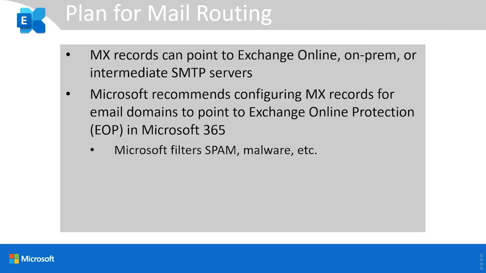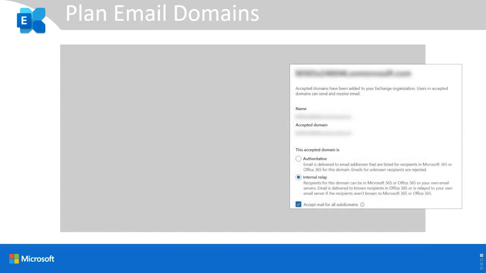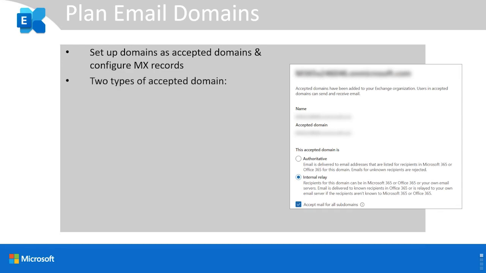This is because it allows you to take advantage of Microsoft's services that filter spam, malware, and other undesirable mail traffic. For a DNS domain to work with your Exchange tenant, it must be set up as an accepted domain with appropriately configured MX records. There are two types of accepted domain.